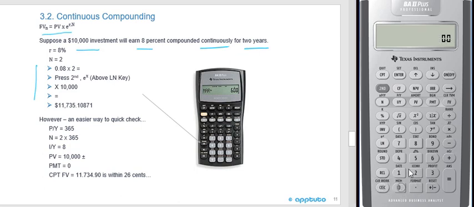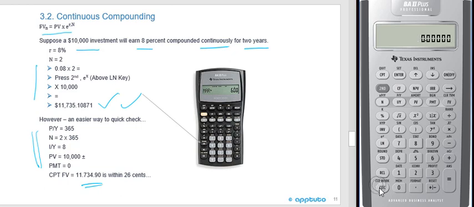It's going to be 0.08, 8%, times the 2 years. I'm going to hit my equal sign. Then I'm going to do my second e to the x, times 10,000, equals 11,735.10871.